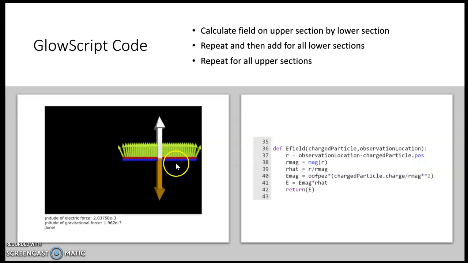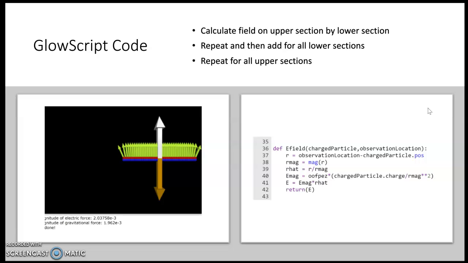The upper piece of tape was split into very small sections. One section, for example the leftmost section, is represented by those little dots on the far left side, and then the arrow coming up represents the field experienced by that small section that is exerted by the lower tape.